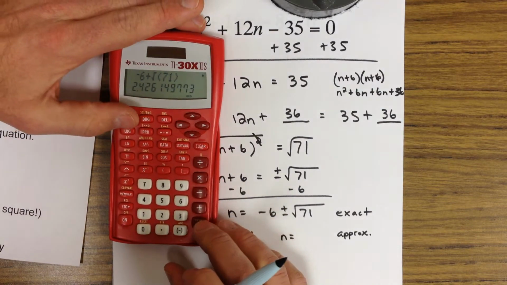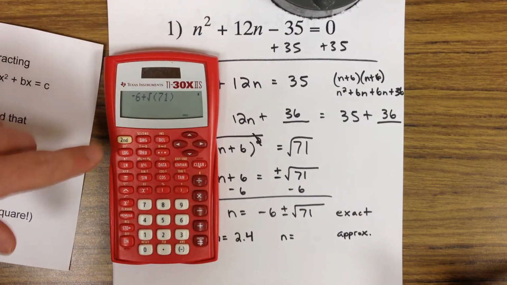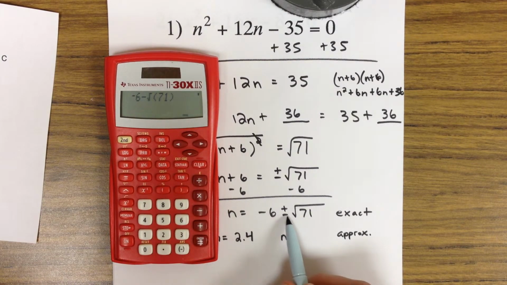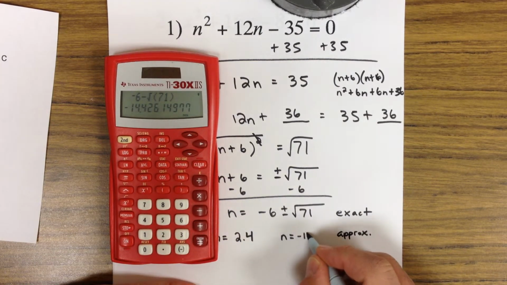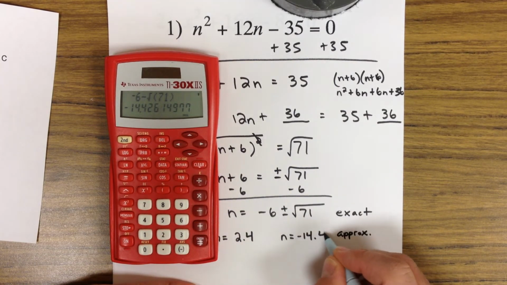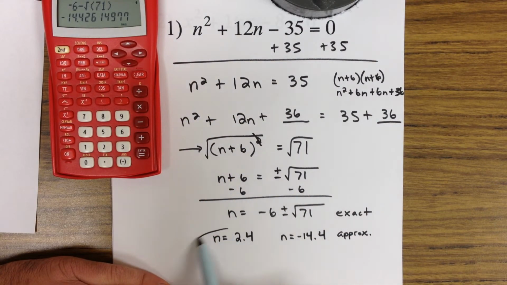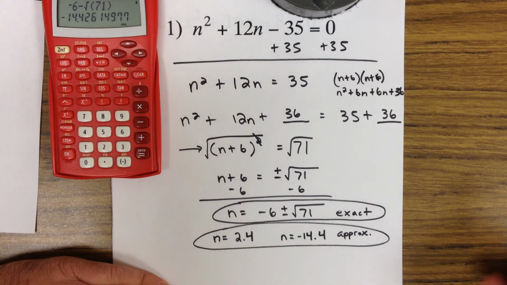Okay? And it's very easy with this calculator to just change this to subtract, because this is negative 6 minus radical 71 also. So that's negative 14.4. So here's your decimal answer. That's an approximate. Here's your exact answer left as a square root.